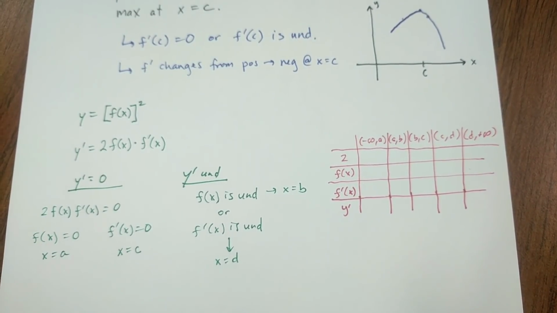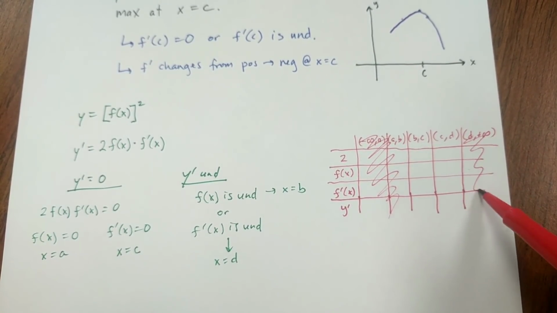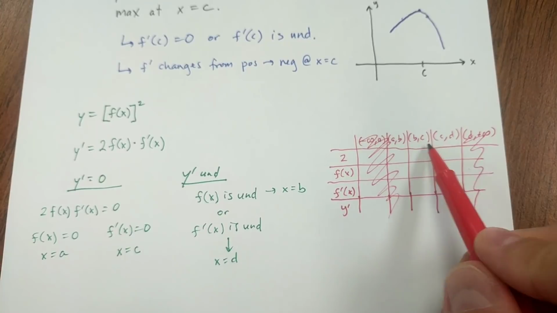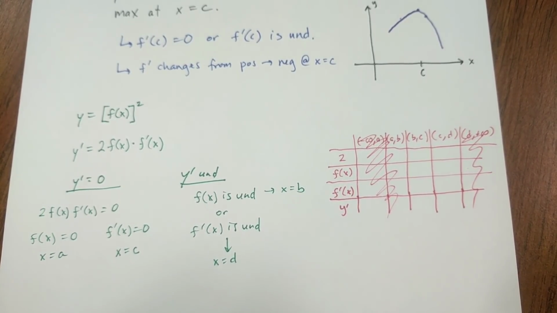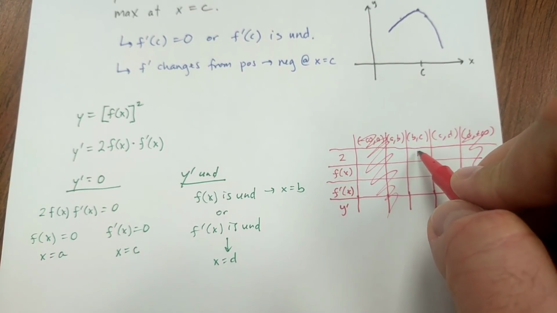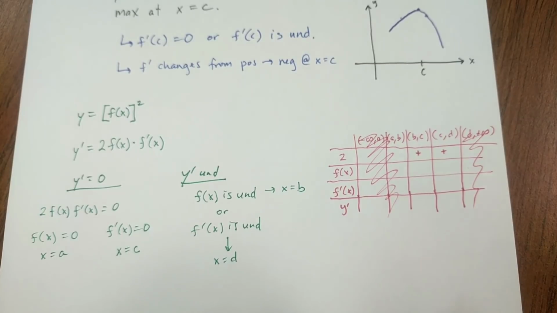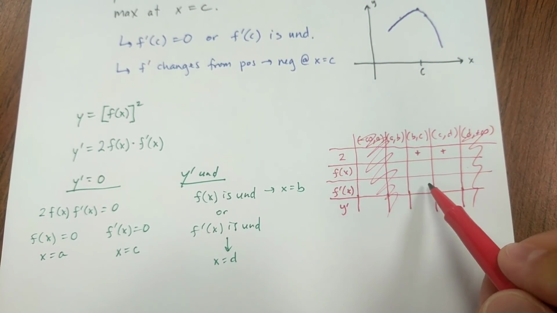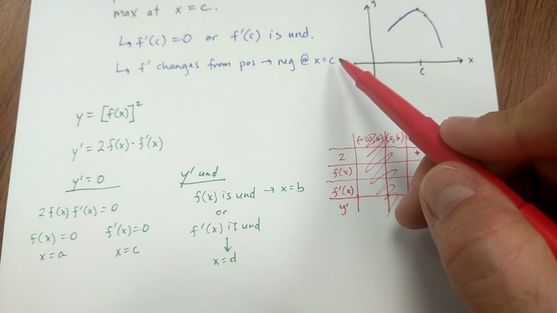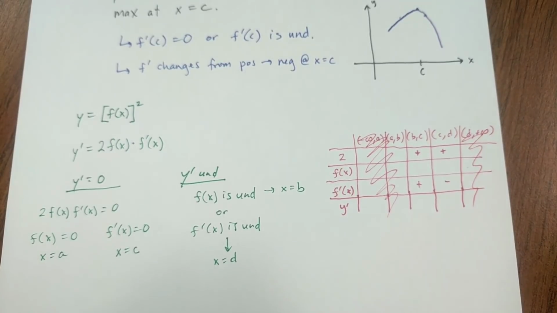I was really only concerned about what's going on around c. I don't actually care about these values or these values. I'm concerned about what's happening when we approach c from the left and from the right. So let's start with the easy thing: 2 is always positive, so positive, positive. And then we do know f prime, as we go from the left of c to the right, well, that's fun fact number 2 we noted up here: it changes from positive to negative. We know that for a fact.